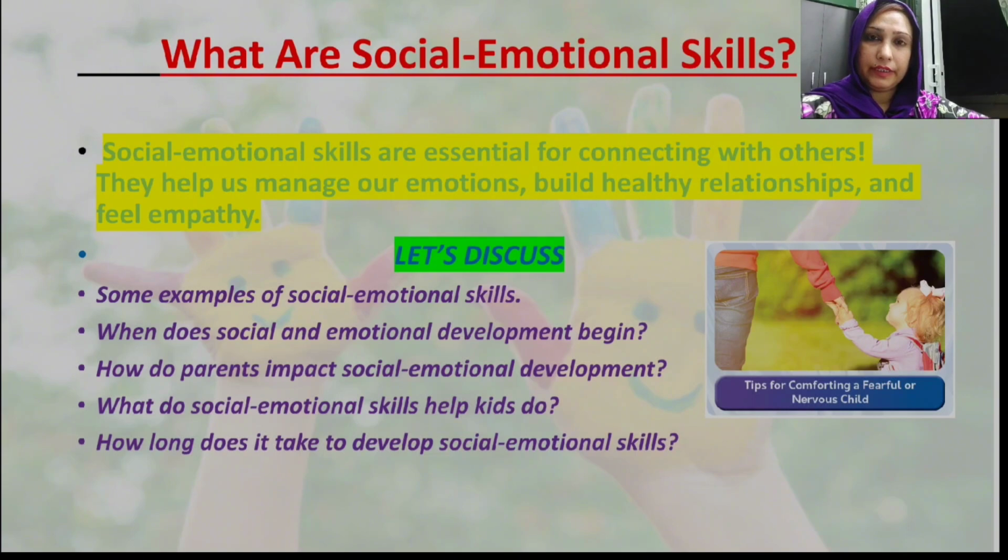Moving on to our next slide, what are social and emotional skills? Social and emotional skills are essential for connecting with others. They help us manage our emotions, build healthy relationships, and feel empathy. Let me give you some examples. Recognizing if someone is sad and asking them if they are okay, like how are you feeling? Expressing yourself with your friend in a different way than with your parents. Understanding your thoughts and feelings and being able to relate to others.